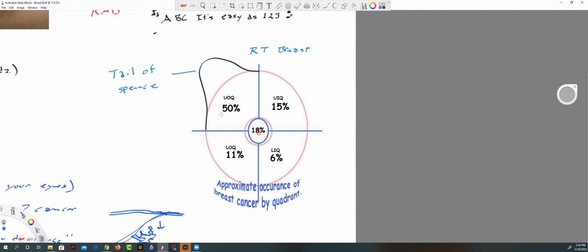The 50%, that's the amount of cancers. So the majority, or certainly the plurality of cancers occur in the upper outer quadrant. The next highest number is, this is really technically called, retroareolar.